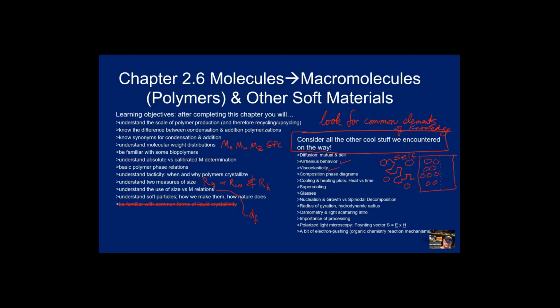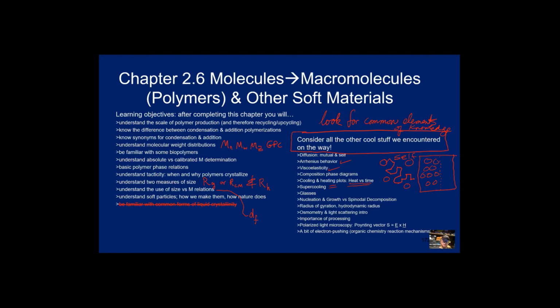We learned composition phase diagrams, cooling and heating plots, heat input versus time, or heat output versus time. We'll see that again. Supercooling, we may see that again. We talked about glasses kind of ad nauseam. They're really basically kinetically trapped liquids. So they have the structure of a liquid, only nothing is moving. Okay.